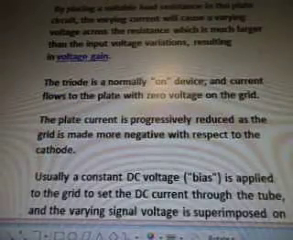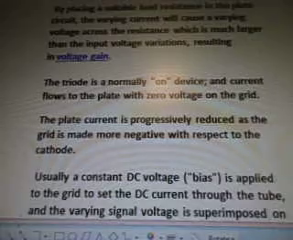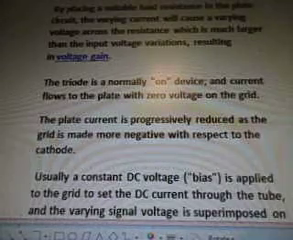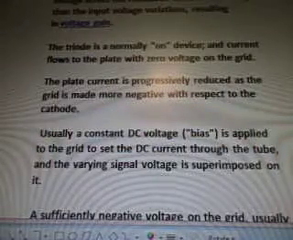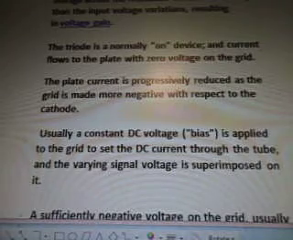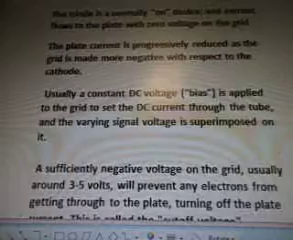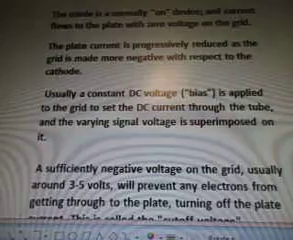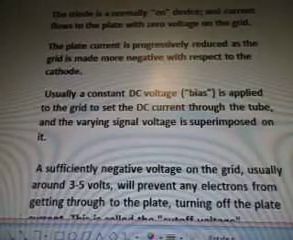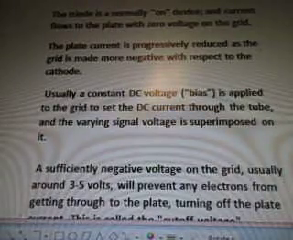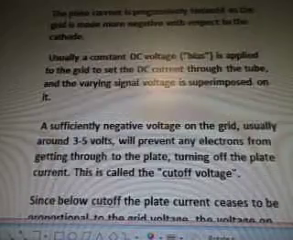The triode is a normally on device, and current flows to the plate with zero voltage on the grid. The plate current is progressively reduced as the grid is made more negative with respect to the cathode. Usually a constant DC voltage bias is applied to the grid to set the DC current through the tube, and the varying signal voltage is superimposed on it.